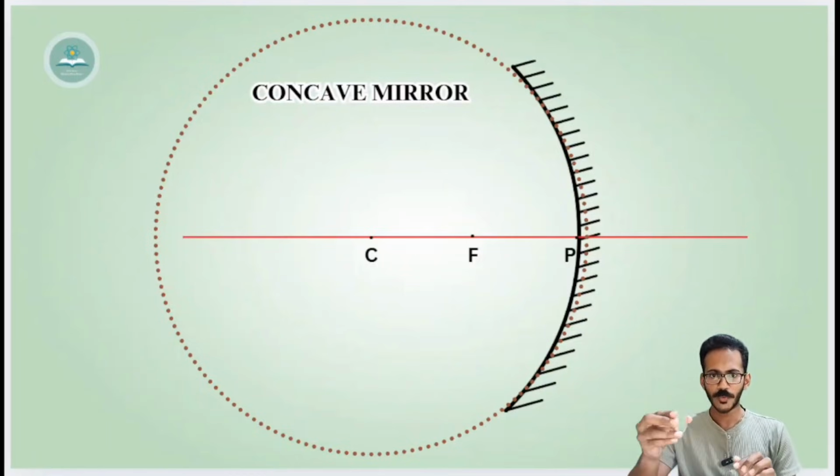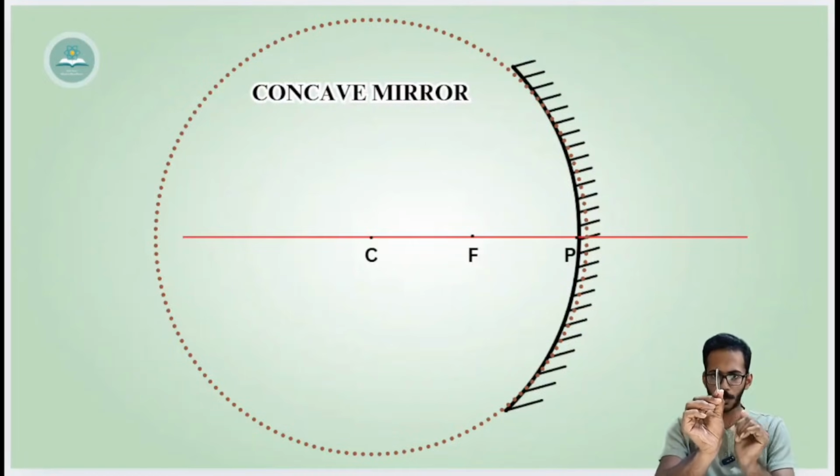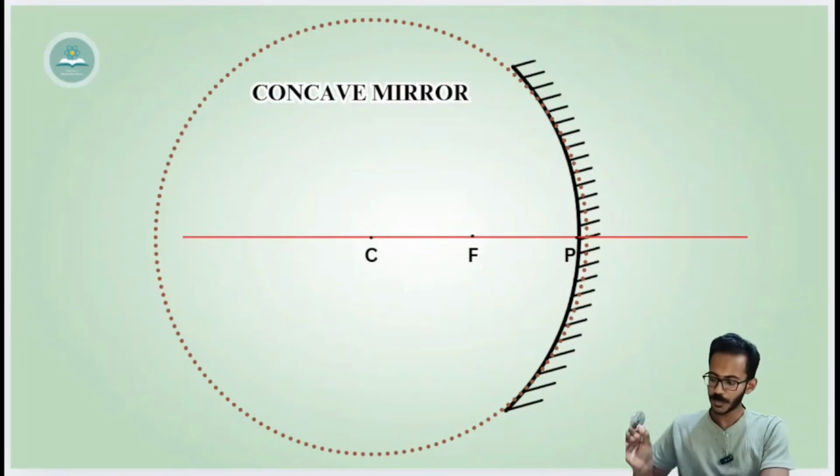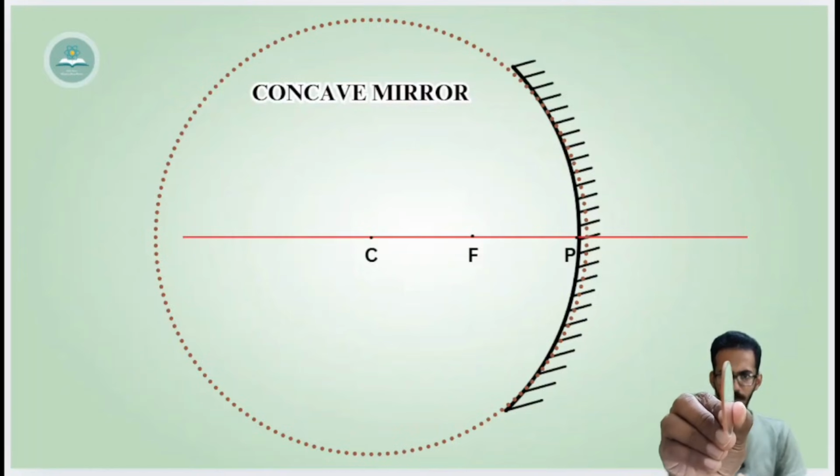This is the convex mirror that we usually have. This is the convex mirror that I have. Now this is the concave mirror that we have. In a convex mirror, the reflecting surface is curved outwards, if you can see, and in a concave mirror, the reflecting surface is curved inwards.